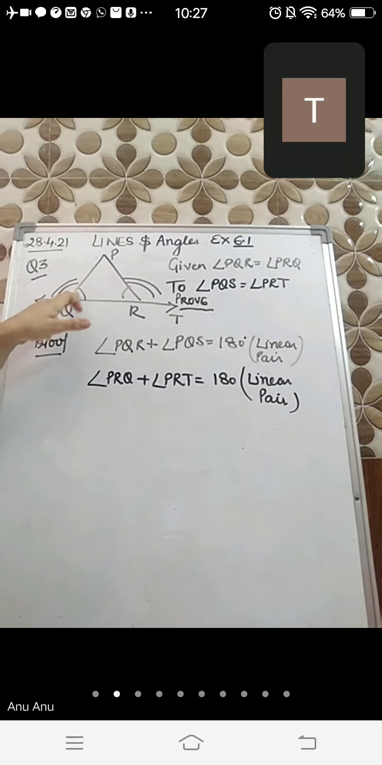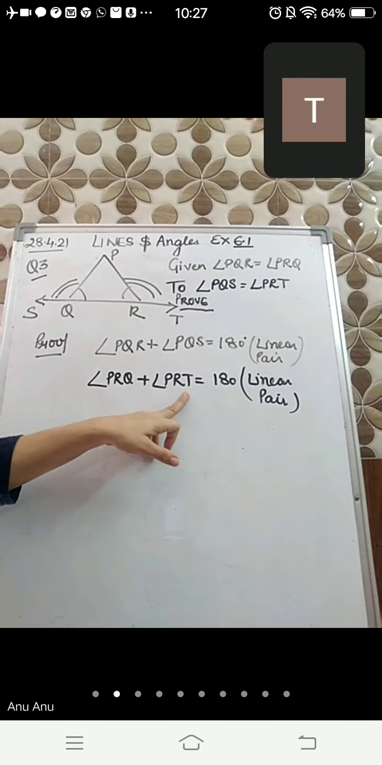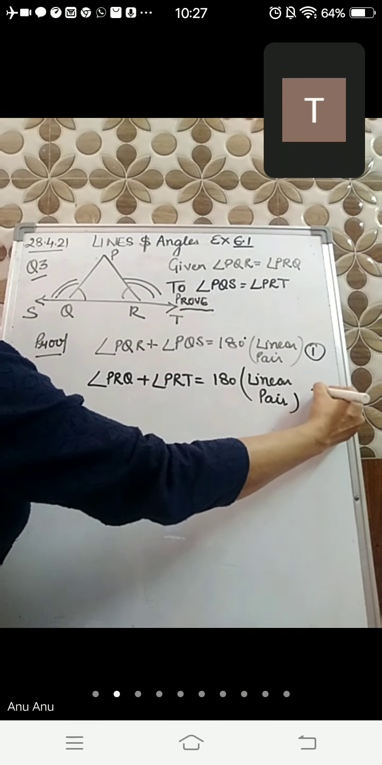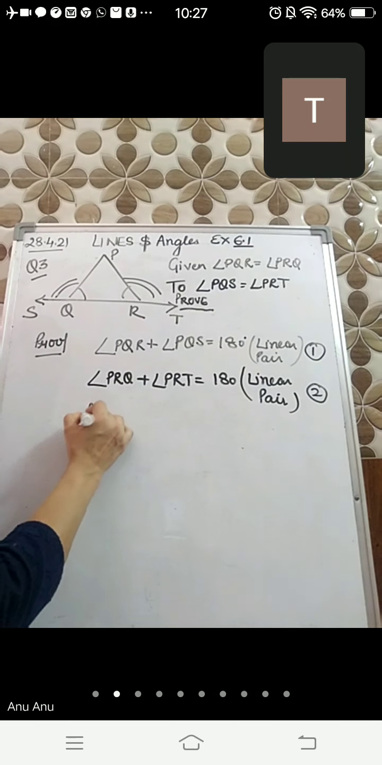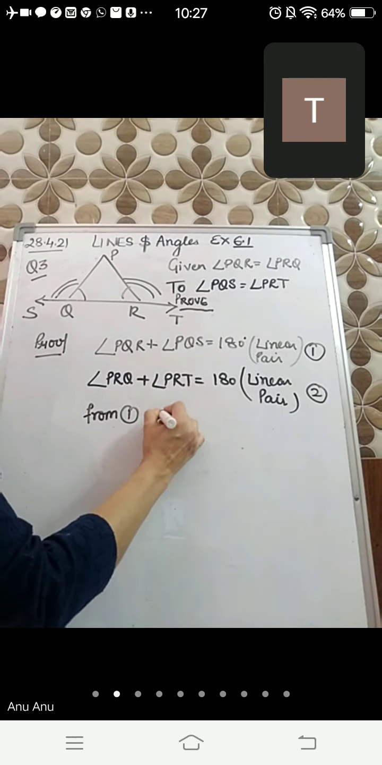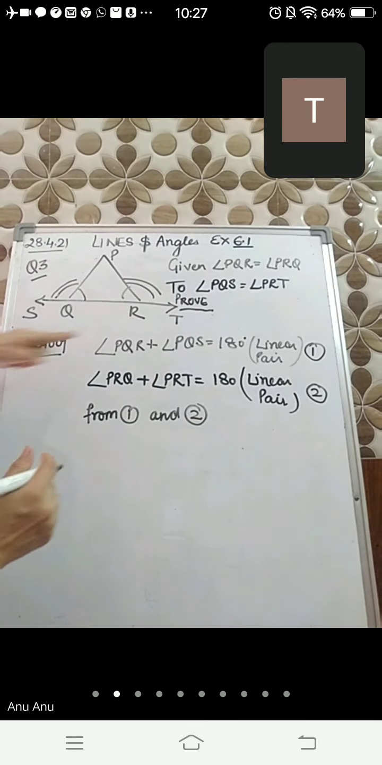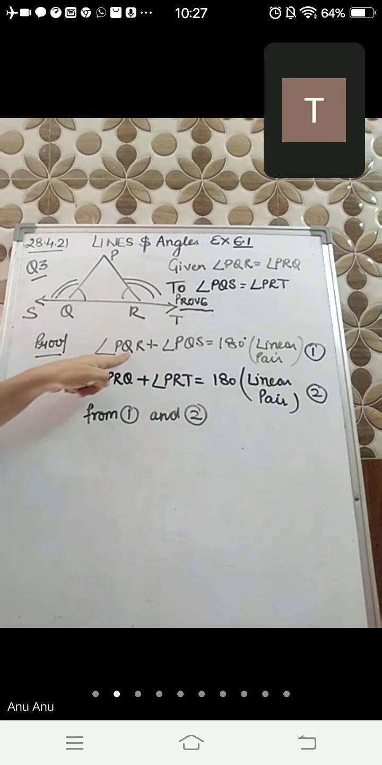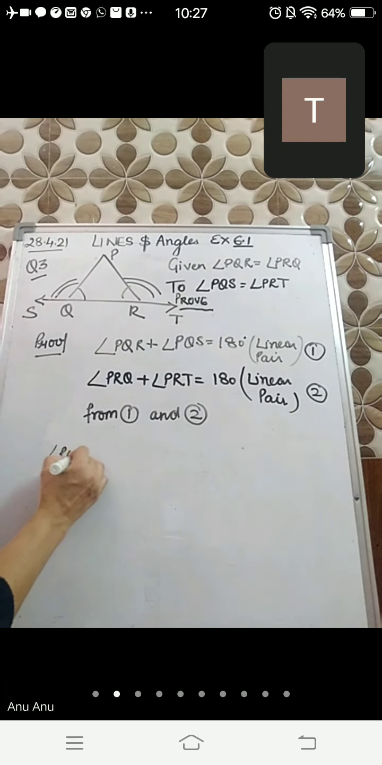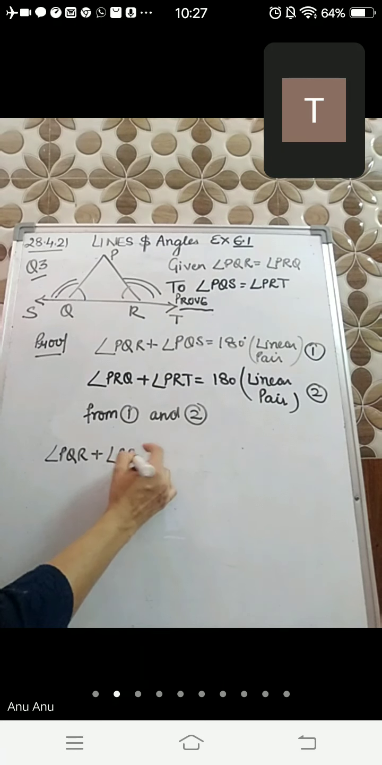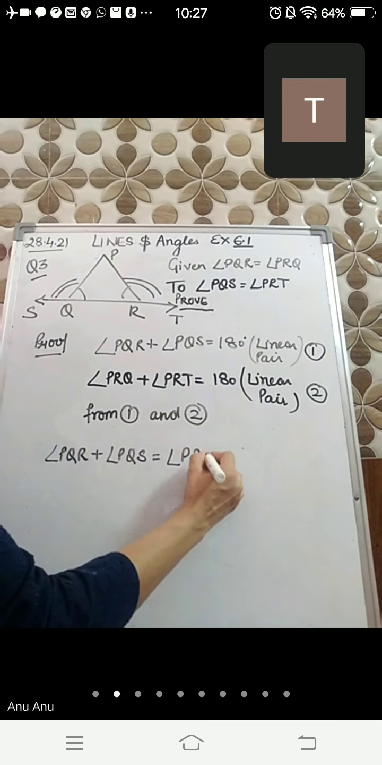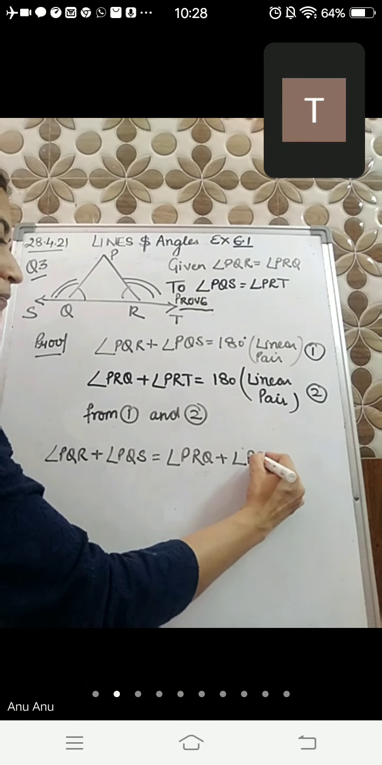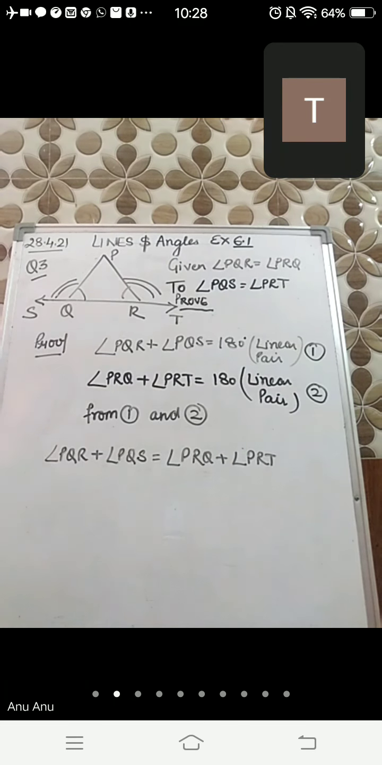The sum of these two angles is 180, and the sum of the other two angles is also 180. Give this equation number 1, and this equation number 2. From 1 and 2, as you can see, in both the equations the right hand sides are equal. If their right hand sides are equal, can we say that their left hand sides are also equal? PQR plus PQS is equal to PRQ plus PRT. Is this clear?